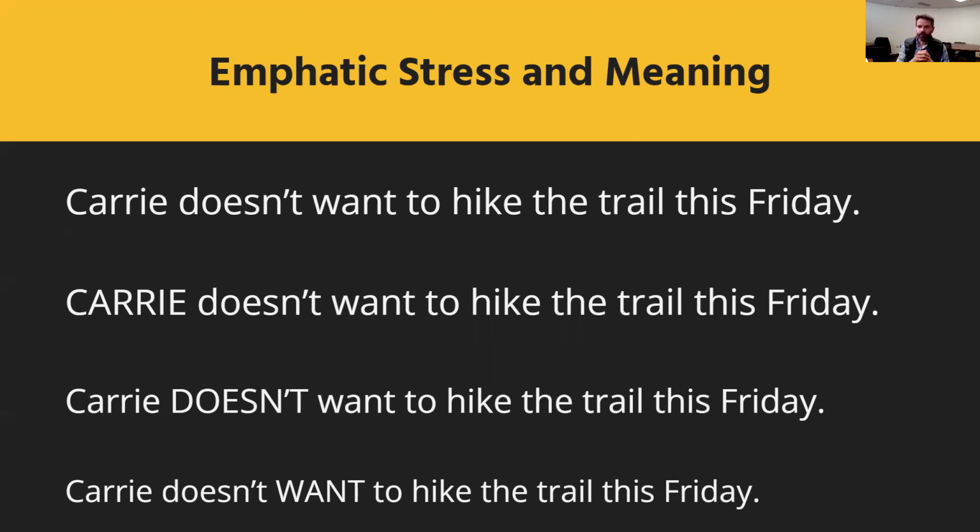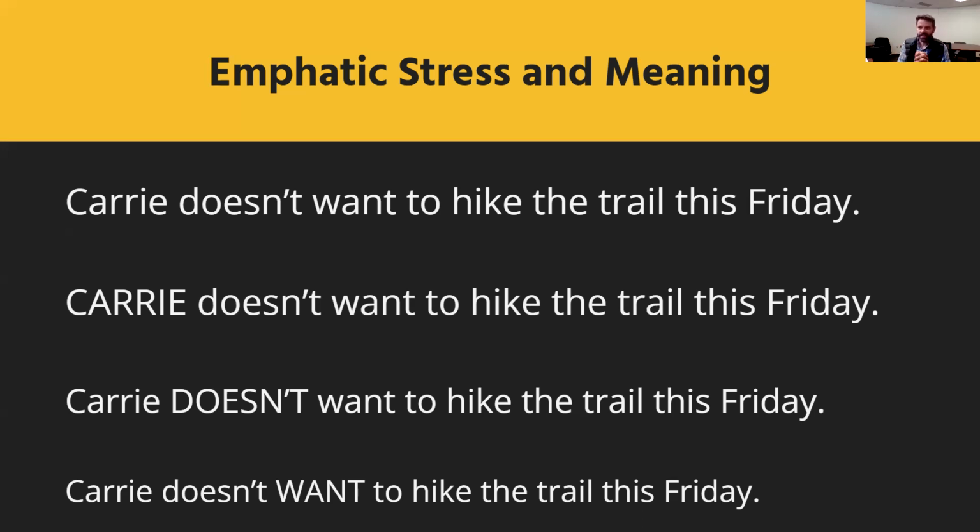Now, our second sentence here, Carrie doesn't want to hike the trail this Friday. Usually we don't emphasize something like a helper verb, but here it's got this negation, and this might be a sentence where we stress the doesn't word because we're trying to clarify. Someone is maybe confused. Is Carrie interested? Is she not interested? And so we will stress the doesn't to make it clear to the listener that absolutely not, Carrie is not interested.